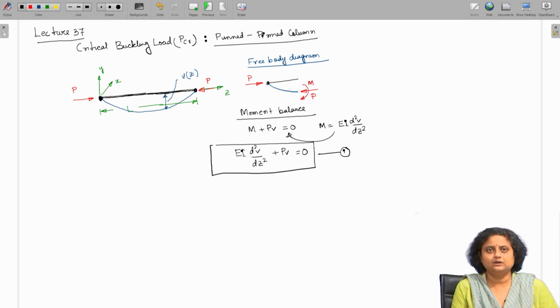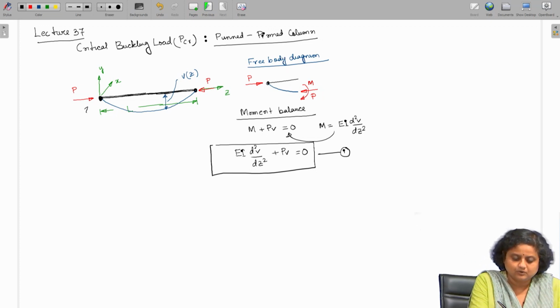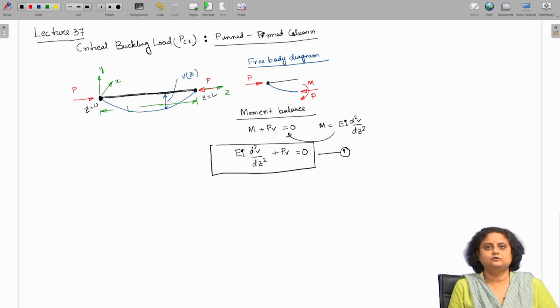Now, we have taken a column of length L which is pinned at the two ends, at z equals 0 and at z equals L. Two axial compressive loads P are applied at the two ends. We assume that the column, because of this load, is deforming, and let the deformation be referred to as V(z), where V is the deformation, a function of z, z being the lengthwise axis of the column. Now, we have to see whether it is feasible to have a V(z) because of this axial compressive load.